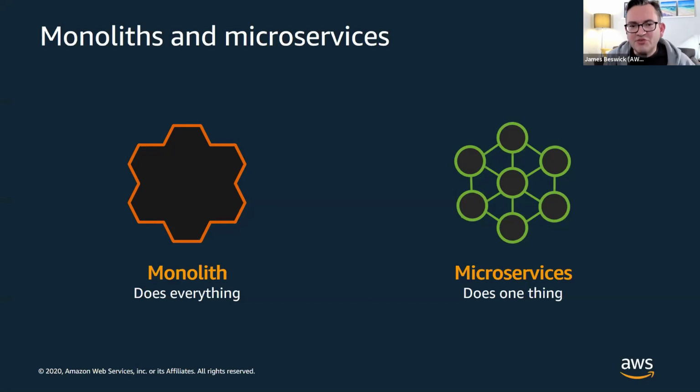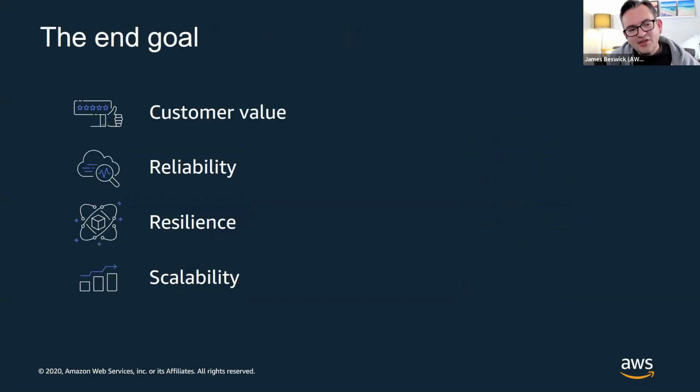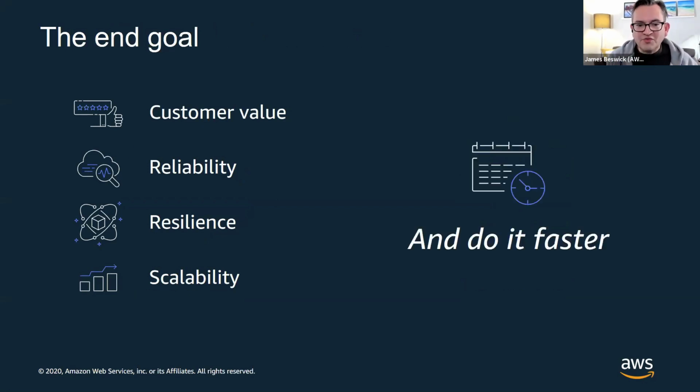But monoliths do keep showing up. And so the end goal, what we're trying to do with all of this, is about achieving some of these things for our customers. We want to produce customer value and software that's reliable and resilient and scalable, and do it faster. And of course, we all work in environments now where we're not getting more developers and our teams aren't getting bigger, but the demands on IT and what software can produce are getting faster and faster all the time.